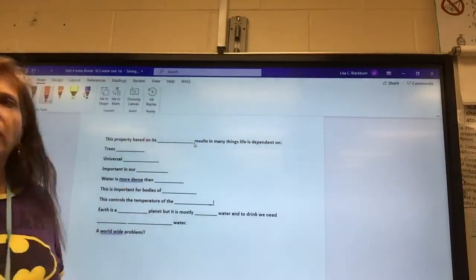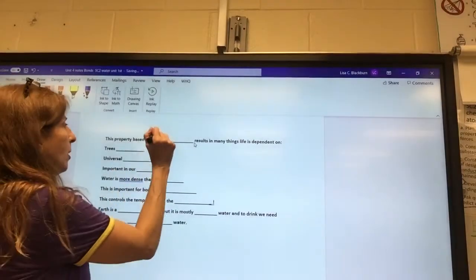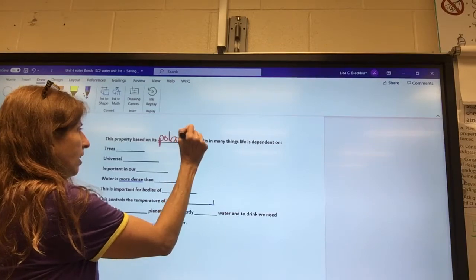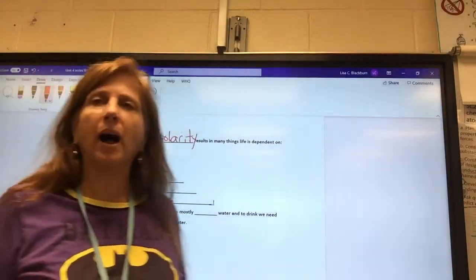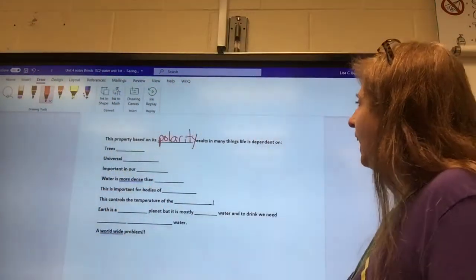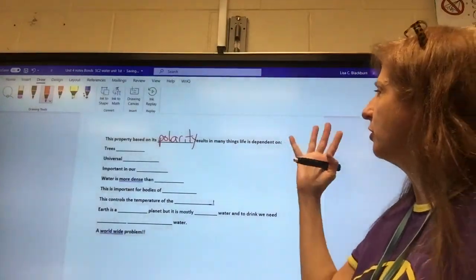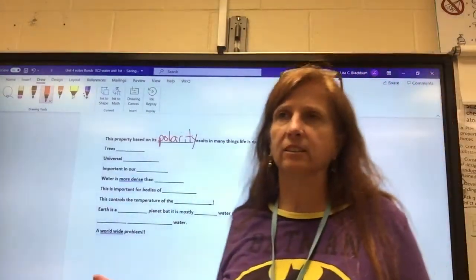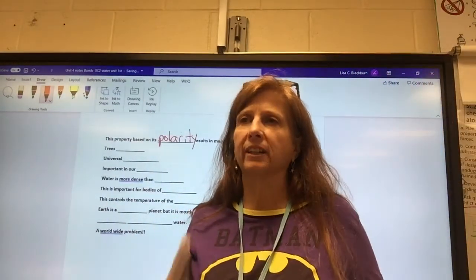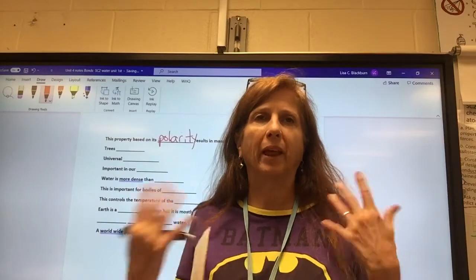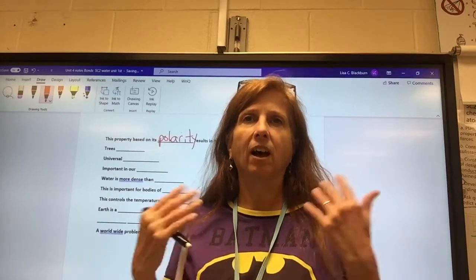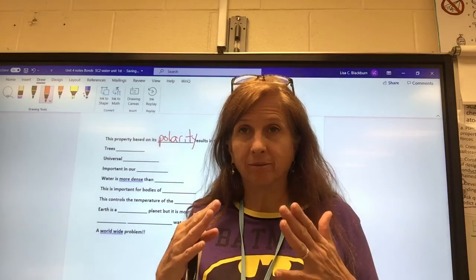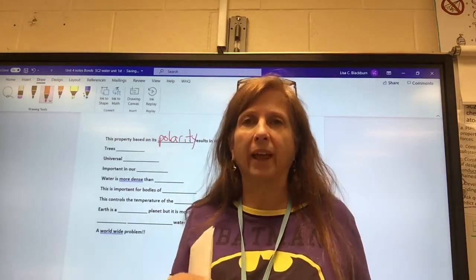Okay, so the reason why it's sticky is it's based on its polarity, the fact that it's got a positive and negative end. And it results in many things that life depends on. So one is trees. We have to have trees to live, right? We have to have plants. What do plants produce that we have to have? Oxygen and food. All food comes from plants.